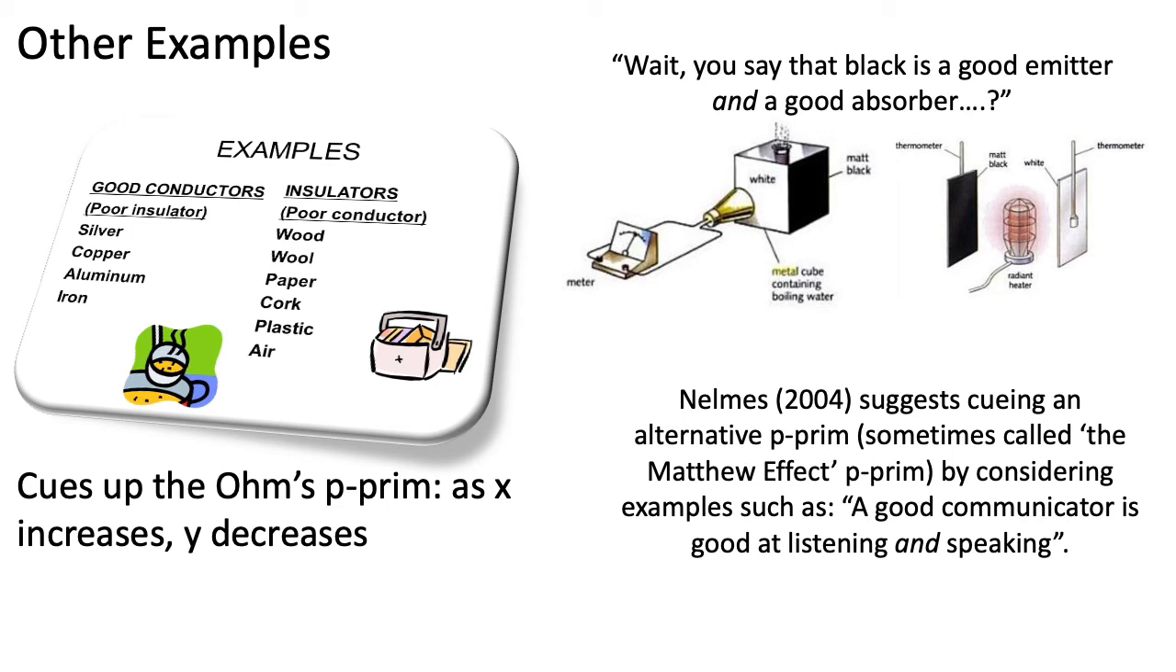Nelms in 2004 had an intriguing suggestion using the p-prim approach, and she suggests that before we cover this idea of absorption and emission of infrared radiation, we try and activate an alternative p-prim for our students. And the p-prim we're seeking to activate is the Matthew effect p-prim. And this essentially comes from the Gospel according to Matthew, where there's a famous verse which says, "To him that hath, more shall be given." So, activating the Matthew effect p-prim, using an example such as a good communicator is good at listening and good at speaking, makes students more likely to accept the idea that something can be a good emitter and a good absorber.